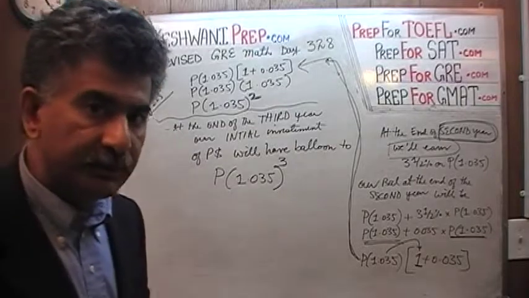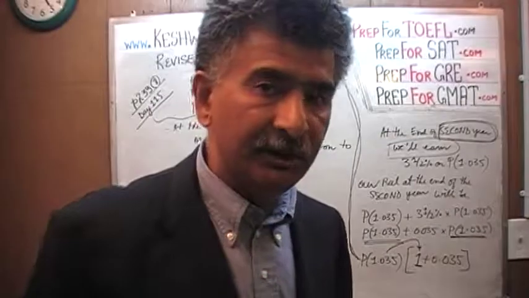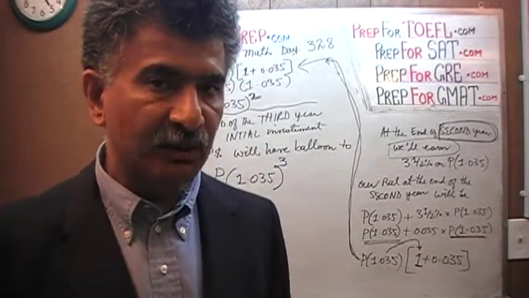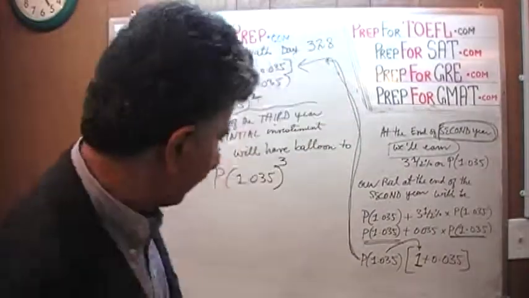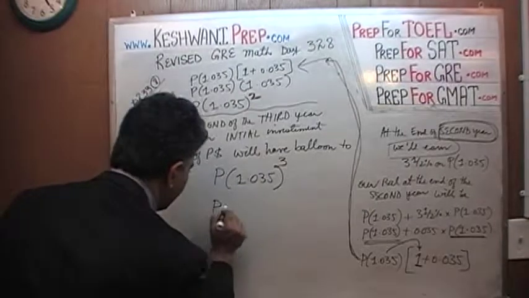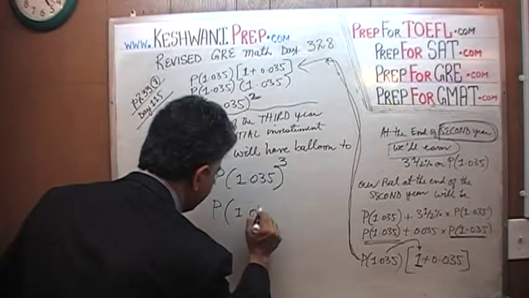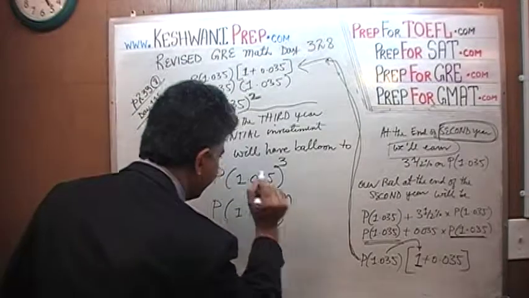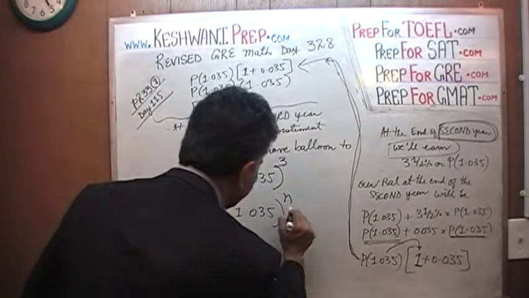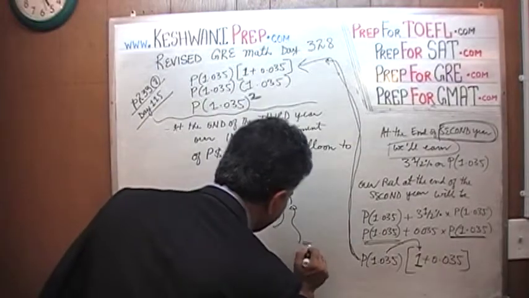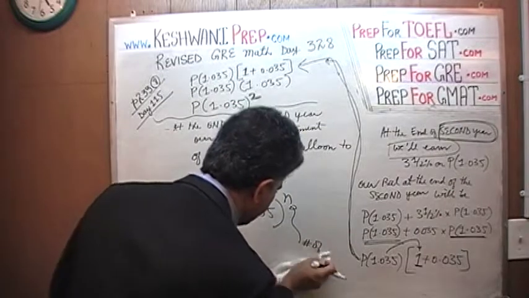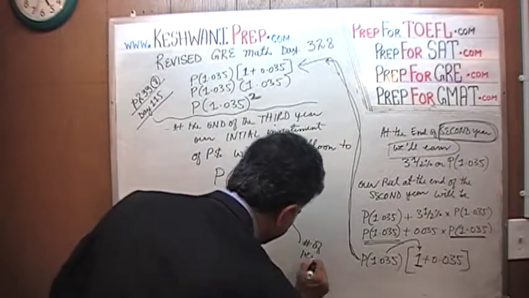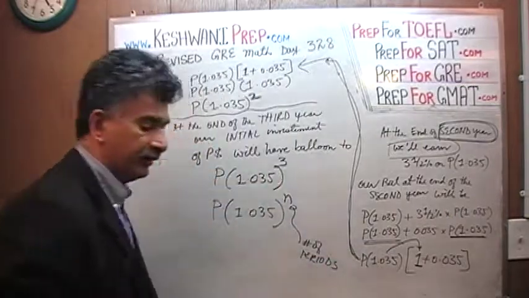So however many years we have, and now when I say years, that's actually misleading. It's not years actually, it is periods. Listen very carefully. So the general formula is this. P times 1.035 raised to n. N here represents the number of periods.